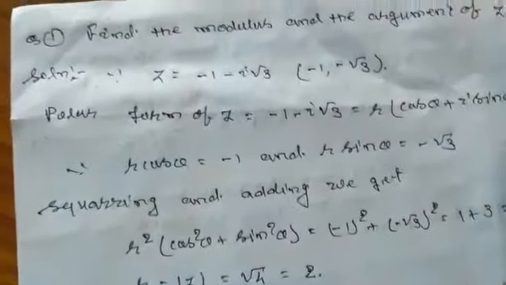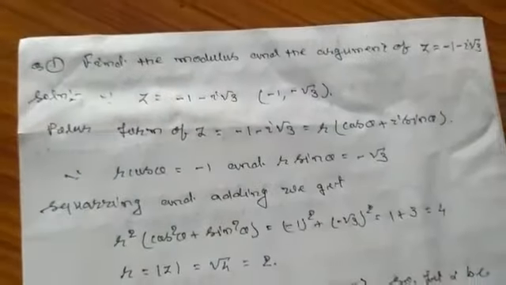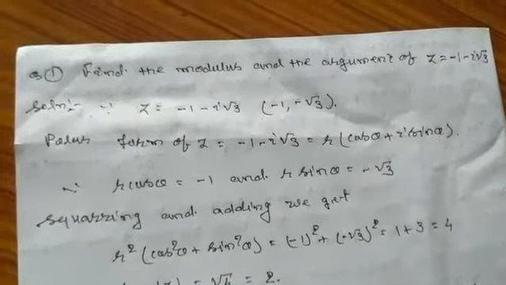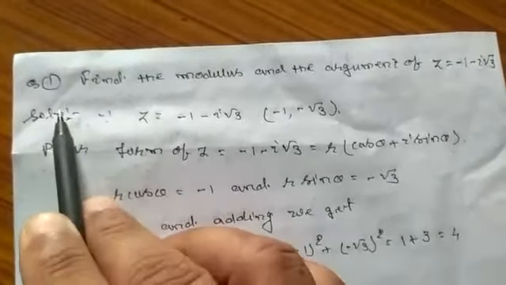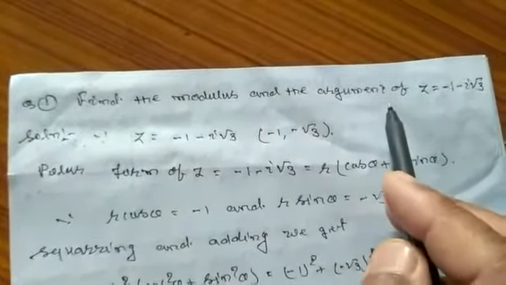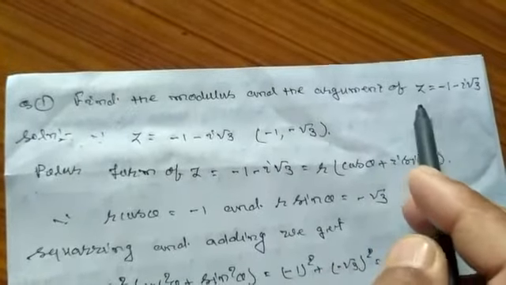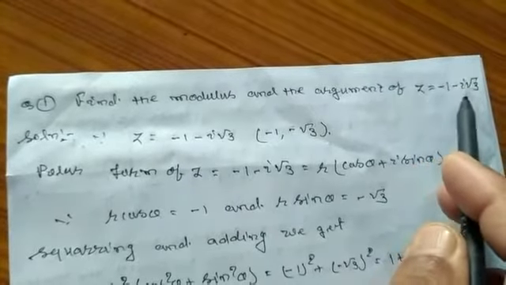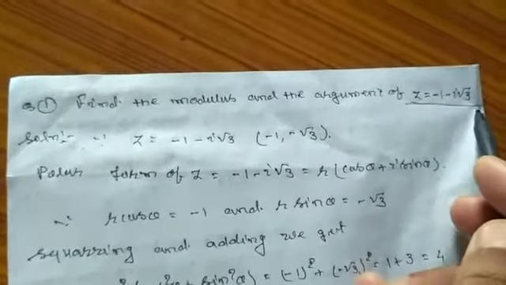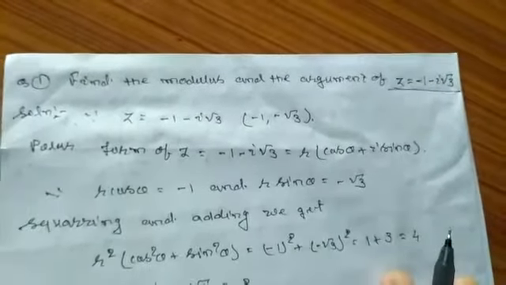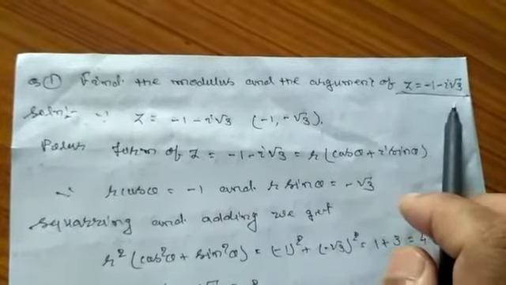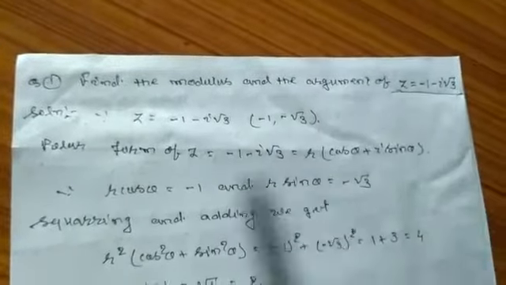Now let's see a few questions based on these principles. Question number 1. Find the modulus and the argument of z equals minus 1 minus i root 3. This is a complex number, and you are supposed to find its modulus as well as argument.